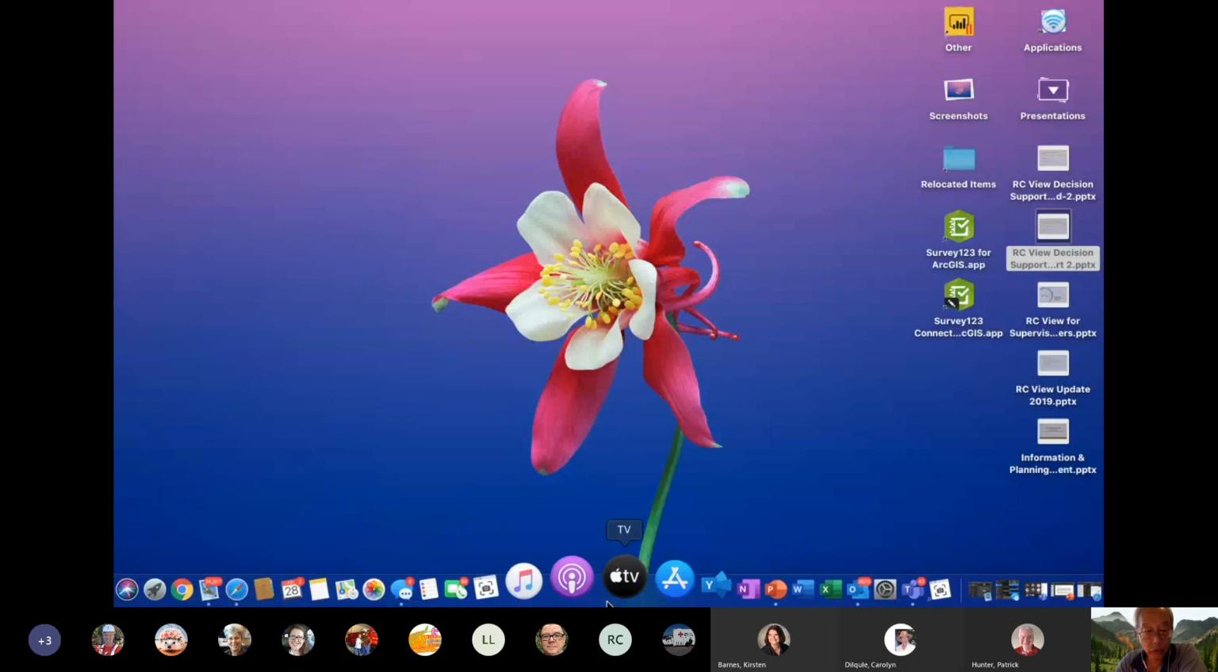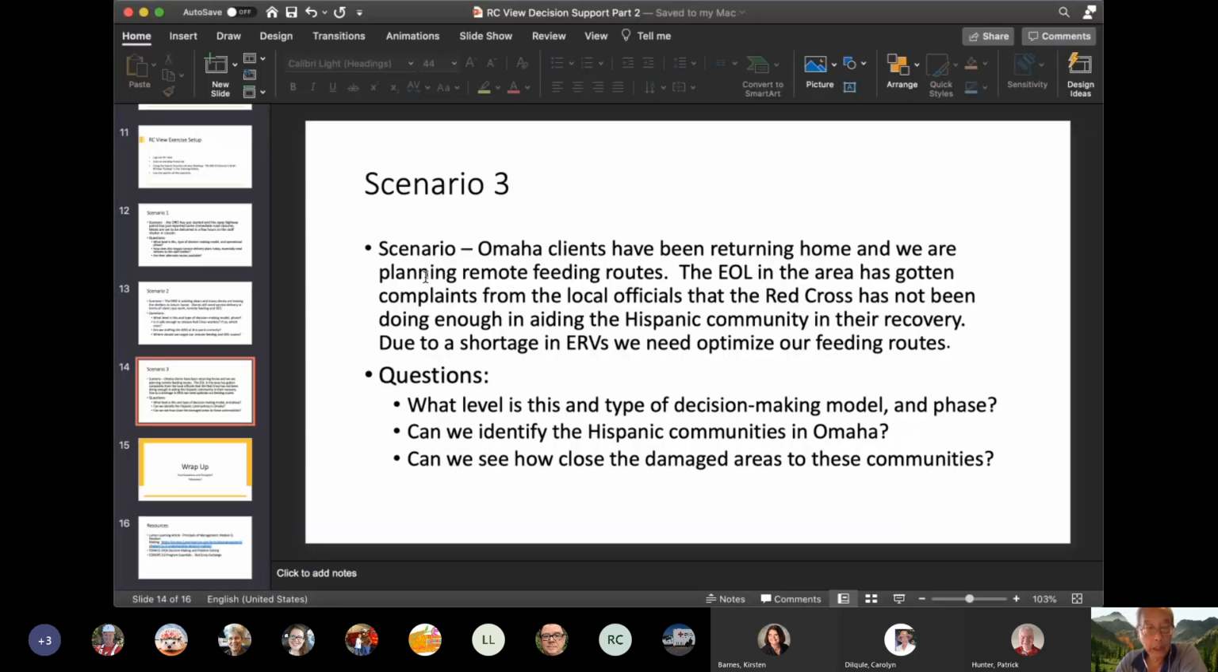I think an improvement would be for me to bring in the damage assessment layer into that map, so then we can definitely overlay demographics with damage assessment to get a better handle on things.